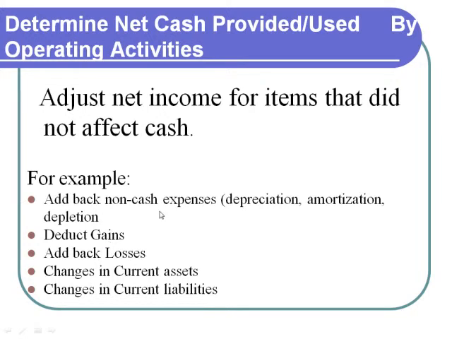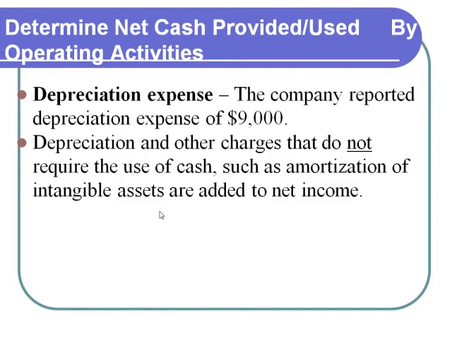So let's start with that first one. Depreciation. When you buy a piece of equipment, cash goes out. However, for accrual accounting purposes, we don't count that. And we say, no, we debit equipment and we credit cash, but there's no expense involved. For cash accounting, we say, yeah, we bought a piece of equipment, that's a cash outflow. For accrual accounting, we say, we're going to take the cost of that equipment and we're going to depreciate it over the life of the asset.